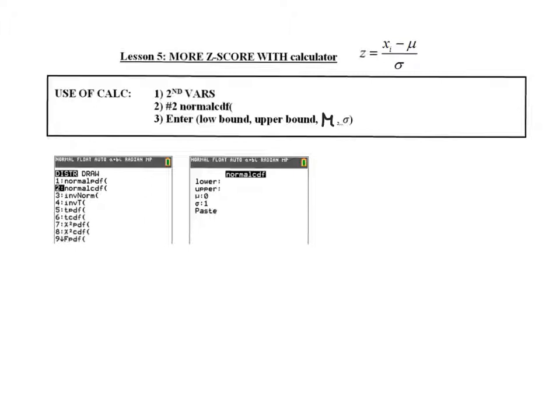If you've got the newer version of the calculator, the template is going to look like this. If your calculator just gives you normal CDF parentheses when you enter number 2, then you're going to have to enter the numbers like this. But notice that it's exactly the same numbers that we would be entering on the other menu if you had a newer calculator. So in both cases, you need the lower bound, the upper bound, the value for the mean, and the standard deviation. So today's lesson is just going to practice doing some examples using this normal CDF function.